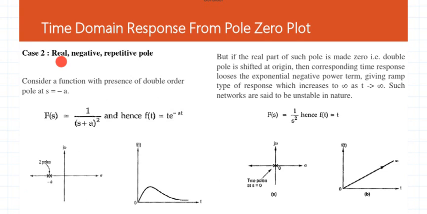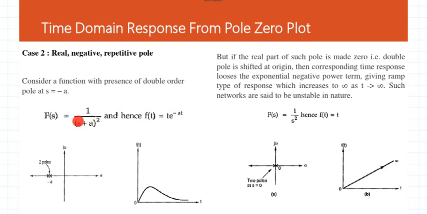Moving to the next case, if the poles are real and negative but repetitive in nature. The poles are negative, so they lie on the left half of the S-plane. The poles are repetitive, so there are two poles at the same point in the left half of the S-plane. Such is the transfer function that describes the nature of the pole. The pole is real, negative, and repetitive. So the transfer function 1 upon (s plus a) squared describes the characteristics of such a pole.